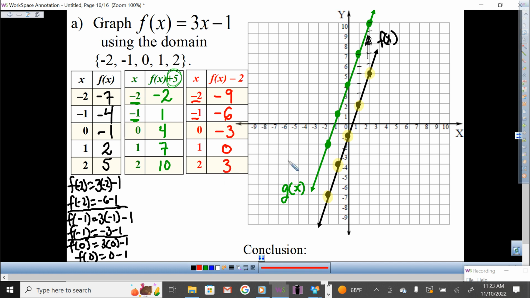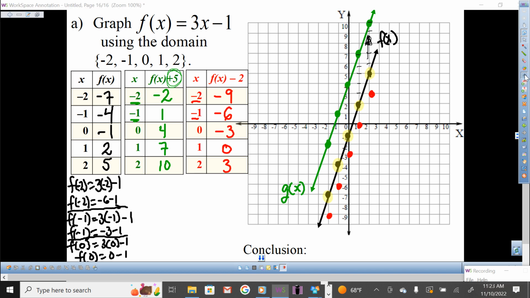All right, let's plot those. -2, -9. -1, -6. 0, -3. 1, 0. And 2, 3. All right, let's graph our line.